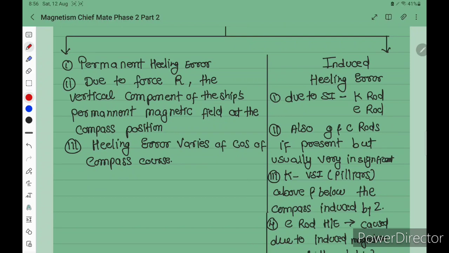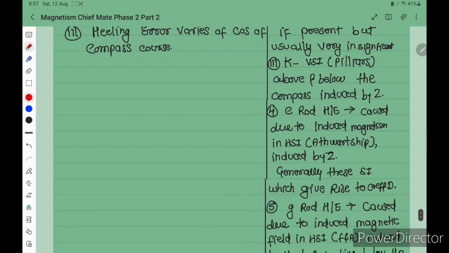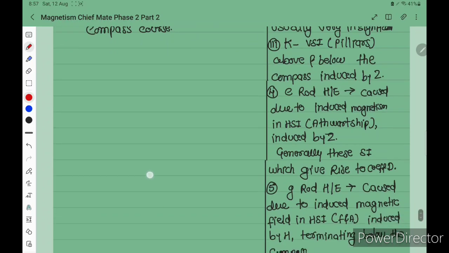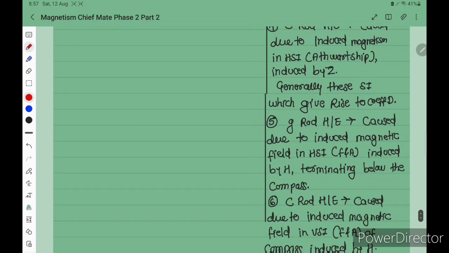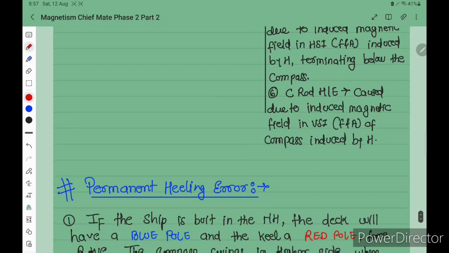K: vertical soft iron pillars above and below the compass induced by Z. E rods: heeling error caused due to induced magnetism in horizontal soft iron athwartship induced by Z. Generally, this soft iron gives rise to coefficient D. G rod: heeling error caused due to induced magnetic field at horizontal soft iron fore and aft induced by H, terminating below the compass. C rods: heeling error caused due to induced magnetic field in the vertical soft iron fore and aft of the compass induced by H. So induced magnetism for heeling is not so important as a point of examination.